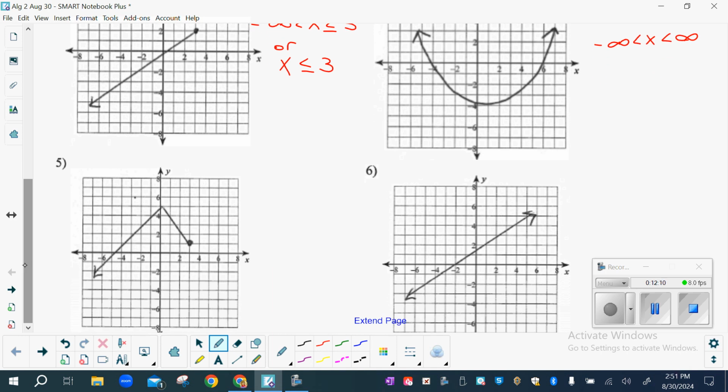Okay, number 5. See if you can do number 5 on your papers or your whiteboard.